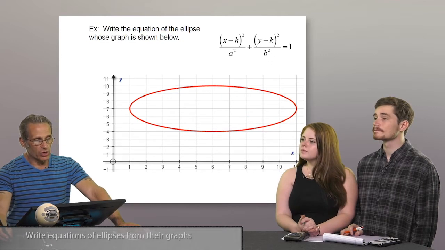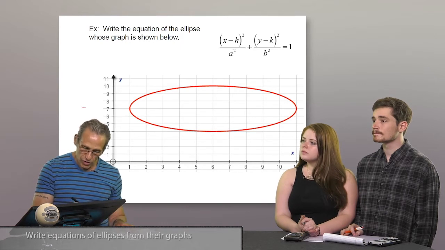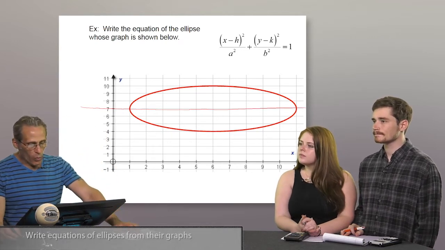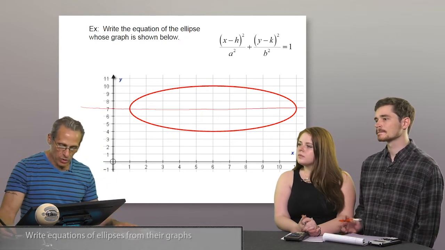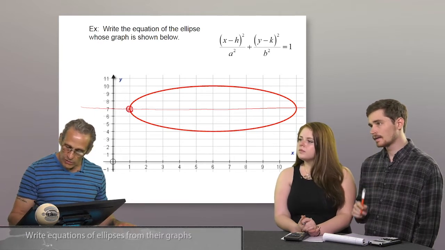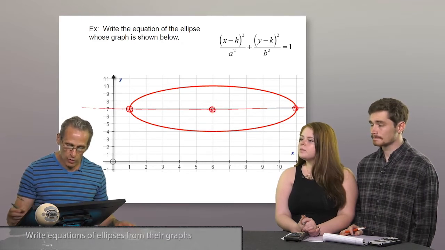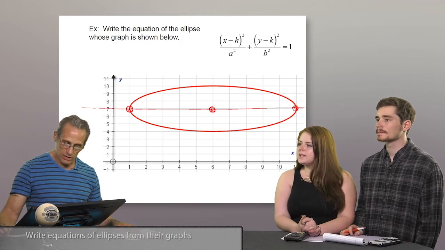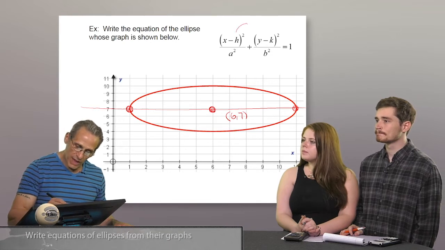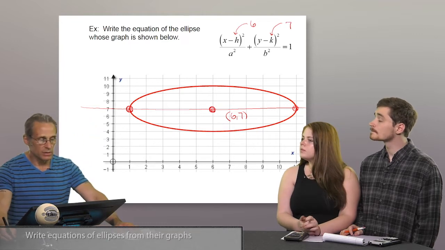When I take a look at this particular graph, I can clearly see my major axis is right along here. It's horizontal, isn't it? Yes. So what is the halfway point along that axis if I extend from one vertex to another vertex? I want to say it'd be right about here. And what are the coordinates of that point? That would be (6, 7). I'm going to write that in. So that means the h value is 6 and the k value is 7.